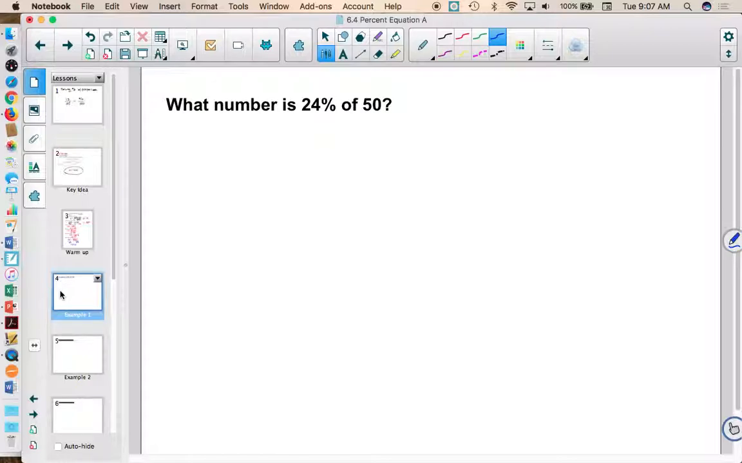The only time you use the inverse operation is if you've got to move it to get x by itself. See here, x is already by itself. These you have to divide because look at your equation. Okay, does that make sense? Okay? All right, what number is 24% of 50?